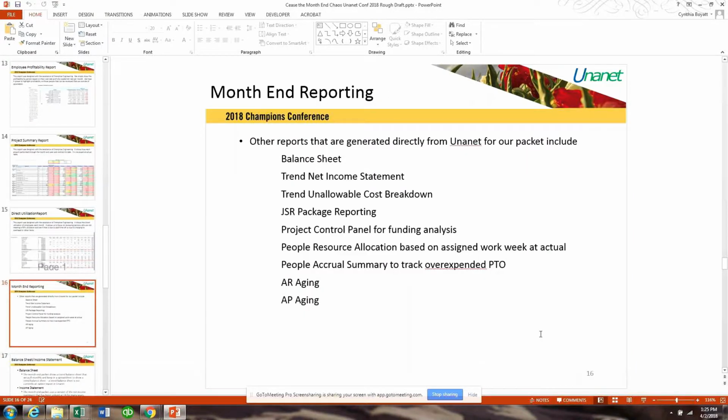Other reports that we include in our packet, of course, a balance sheet, an income statement, an unallowable cost breakdown, a full JSR, a project control panel that shows funding analysis. So where are you funded to? What is your contract value? The resource allocation based on an assigned work week at actuals. The people accrual summary that allows our PMs to track overextended PTO time because we allow our people to go at least 40 hours in the hole. This way they can track and see who they have that is 40 hours in the hole. And they need to tell them, hey, you can't take any more PTO time or you're going to have to take leave without pay. We do an AR aging, an AP aging.